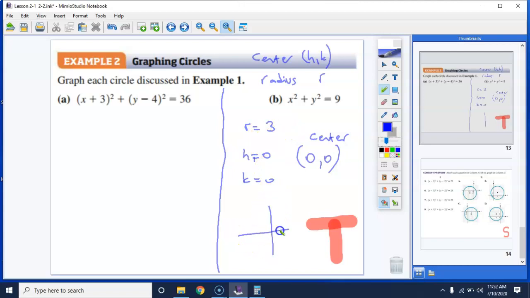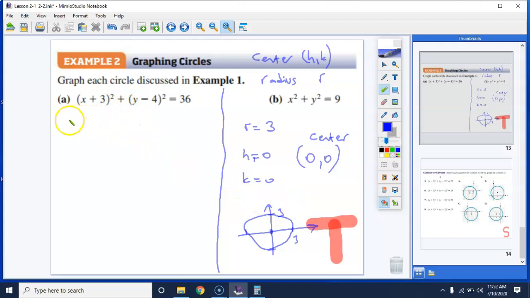So it can look like this. That's my coordinate plane, the center is here, and r is 3 somewhere here, right? 3 and 3. It's going to look something like this. I'm not good at art, but it should look something like this.